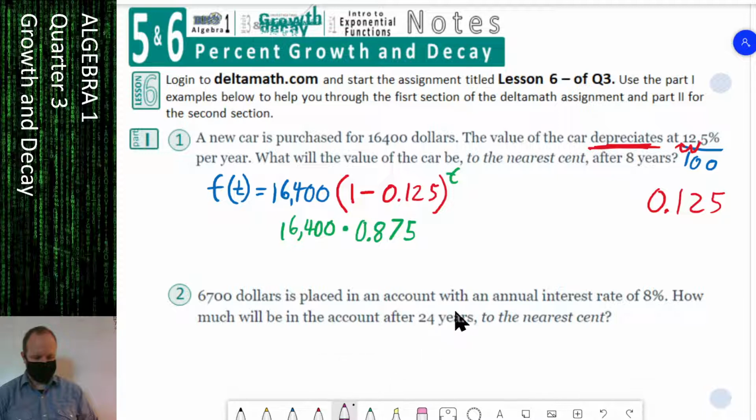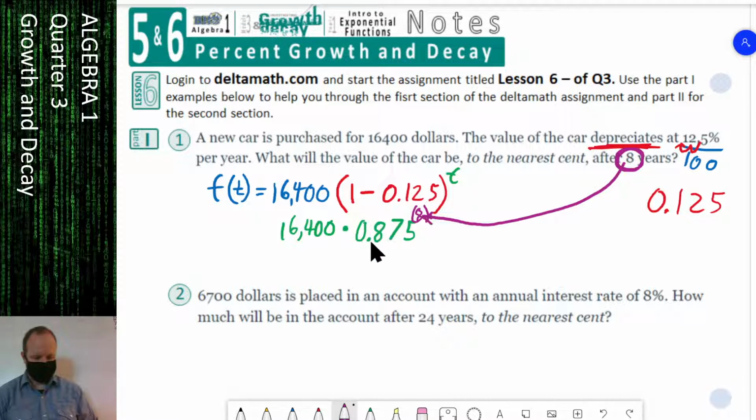What's our value after how many years? We want to know after 8 years what that car is worth, right? So we're going to plug in 8 as the exponent. You can plug this into your calculator. Of course, you'd do exponents first.